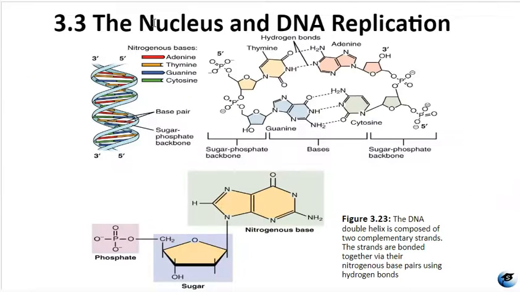Figure 3.23 shows the structure of DNA. So it is an antiparallel strand of alternating sugar-phosphate backbones with complementary base pairs on the inside, right? The nitrogenous base pairs inside are going to be either thymine, guanine, adenine, or cytosine. And each one of these nitrogenous bases has a sugar attached, a deoxyribose sugar, and a phosphate group. And these are what make up the backbone on the outside.